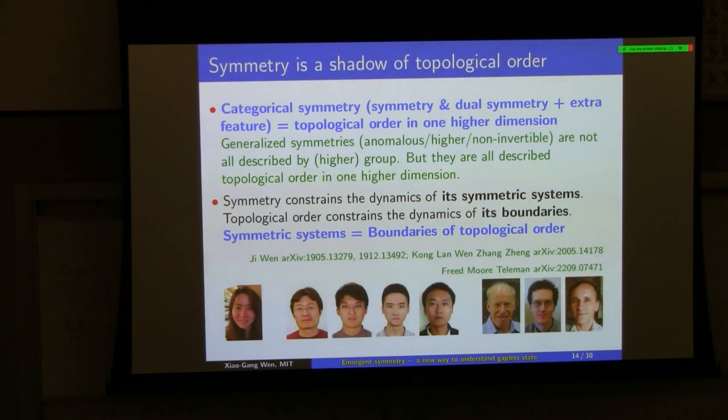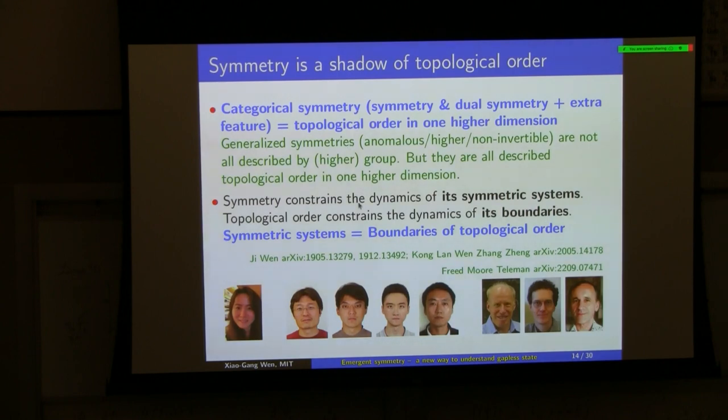Actually, this example is very general. We can say that every symmetry is a shadow of a topological order. In general, we have ordinary group symmetry, a symmetry described by a group. Then the corresponding topological order in one higher dimension is the gauge theory of the same group. And if we have an anomalous symmetry described by a group, then the higher dimensional topological order is the so-called Dijkgraaf-Witten theory. But there are many more topological orders in higher dimension, and those additional topological orders describe more generalized symmetries. So we believe that all symmetries and all generalized symmetries are described by topological order in one higher dimension.